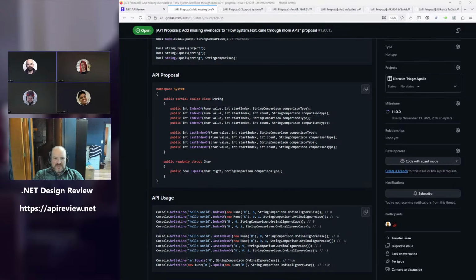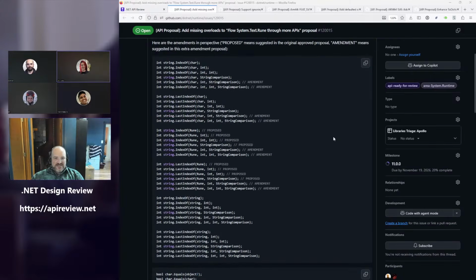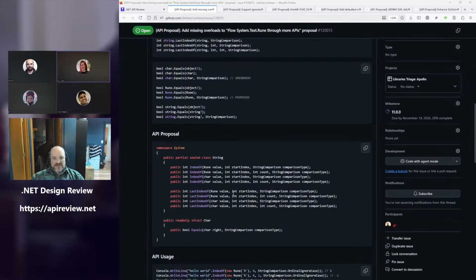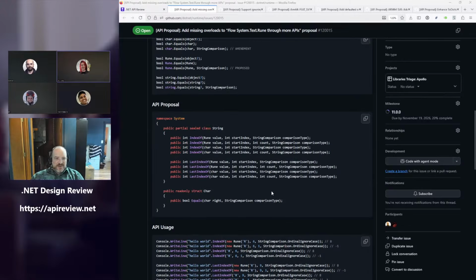It's kind of related, ish. We have these 6 blocks and they don't all look the same. Let's make these look like these. And then it's like, oh, and also while we're here, let's add an overload to char.equals.